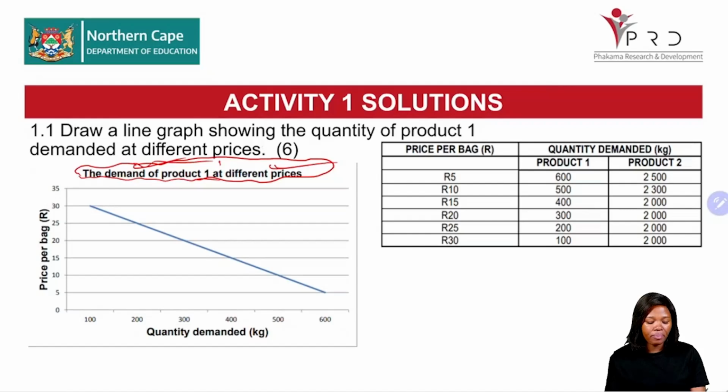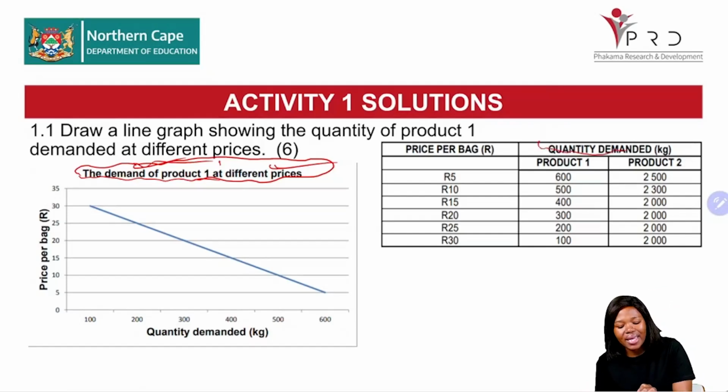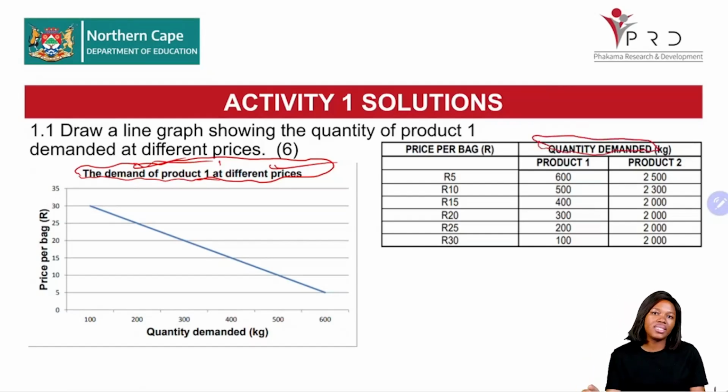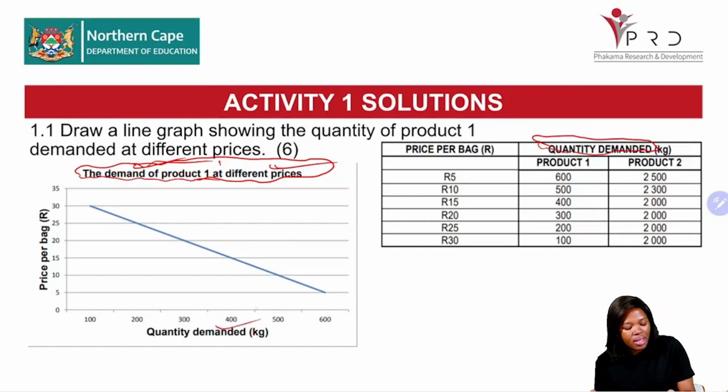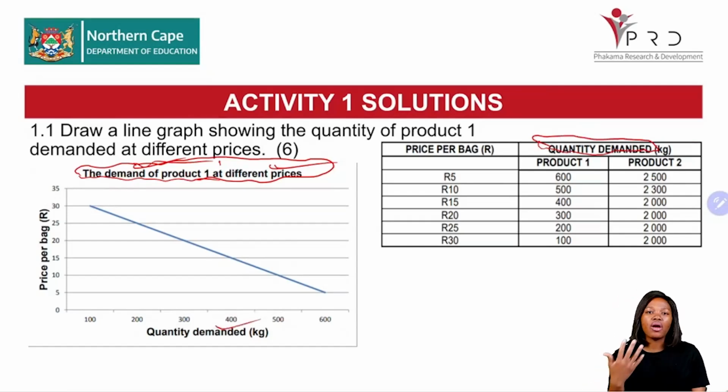Now, at this point, if you indicate the quantity demanded, not just demand, but the quantity demanded as indicated in the table, then you will get a mark that goes together with a correct scale. Now, on the y-axis, we are looking for the price, and the y-axis must be calibrated as well. It must have a correct scale, like 5, 10, 15, 20, 25.